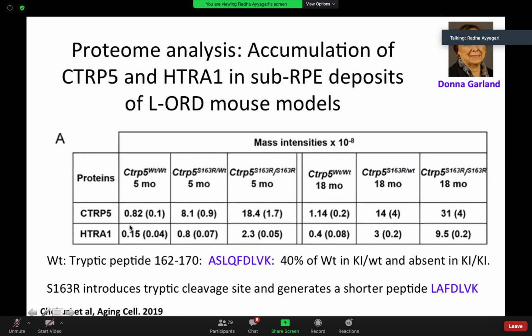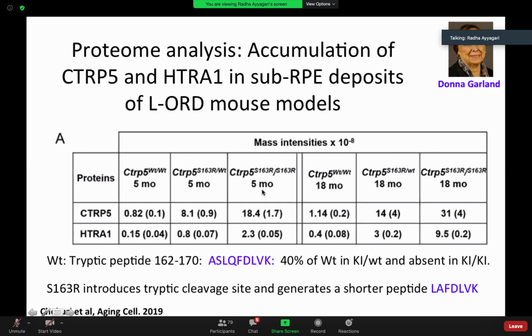She found that this is the wild type mouse, CTRP5 at 5 months, and this is the heterozygous mutant mouse. There is a significant increase, almost 10-fold, in the levels of CTRP5.